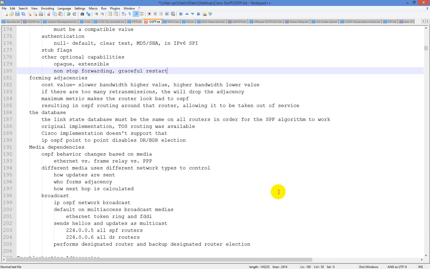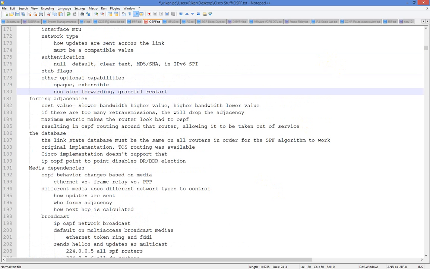So with broadcast, it's the default on multi-access broadcast media like Ethernet. It sends hellos to the multicast address 224.0.0.5 for all SPF routers, that's everybody, and 224.0.0.6 for all DR and BDR routers. And it performs designated router and backup designated router election. We'll talk about that more in detail as we come up here.